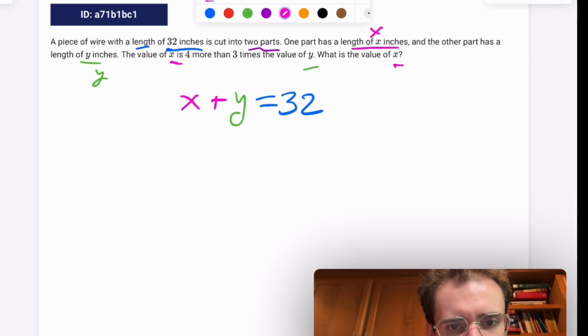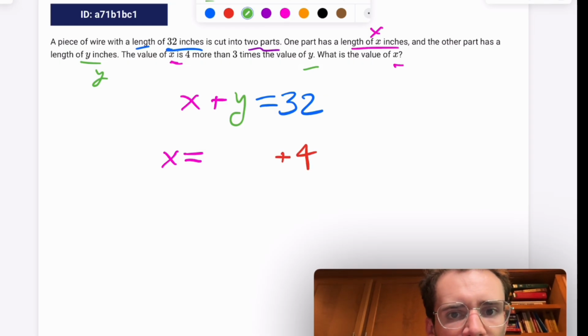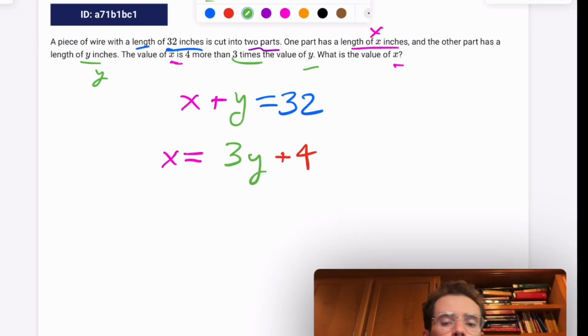So x is, think of "is" as "is equal to." X is 4 more, so 4 more than 3 times the value of y. 3 times the value of y, you just write that as 3y. All right, so 3y plus 4. You could have written 4 plus this, but with "4 more than," I think of it that way, because if they said "4 less than," you'd be subtracting 4 from whatever it was.